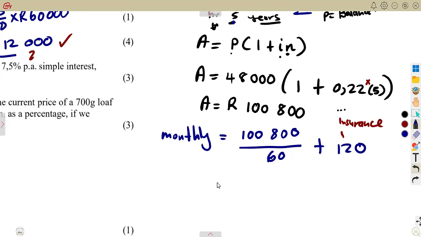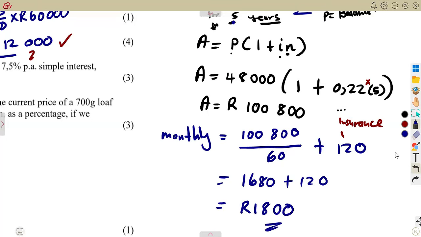So that's the monthly amount from the total that was supposed to be paid, plus the insurance now. All right, so from this one, we're going to obtain 1,680 plus 120. So the 1,680 is the monthly amount to be paid. The 120 is the monthly insurance. So it has to be added. So it was going to give us 1,800 that is to be paid per month.